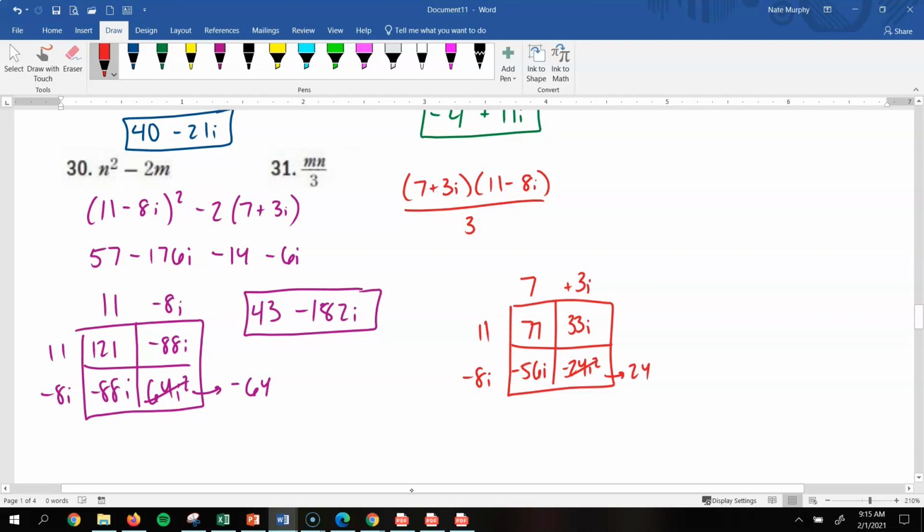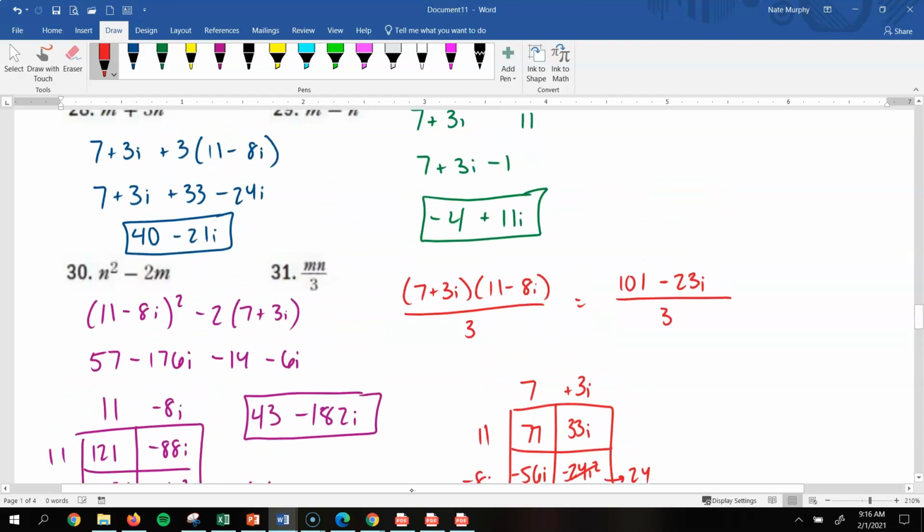All right, so now we're going to add these together. So when I take 77 plus 24, I get 101. So in our numerator, we would have 101. And now we're going to combine the 33i minus the 56i. And 33i minus 56i is negative 23i. And all that is divided by 3.